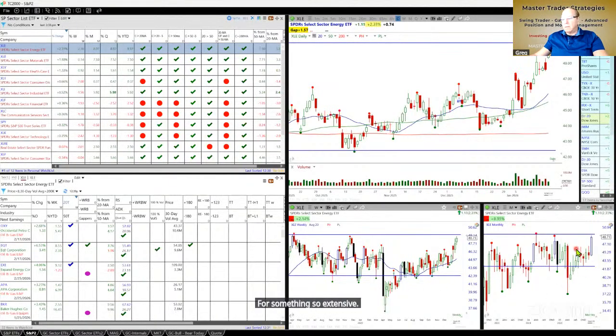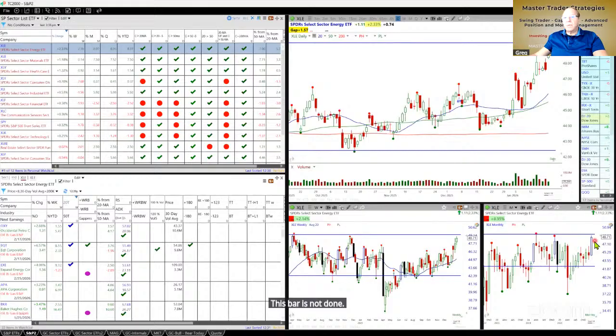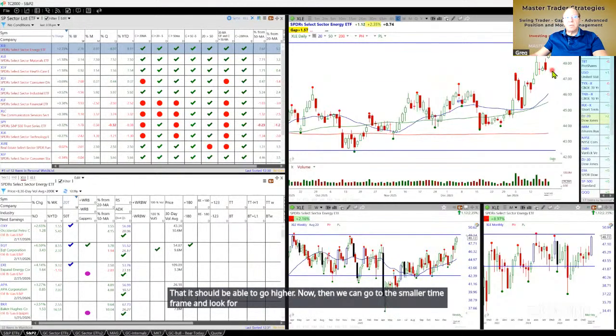But look at the monthly chart. Today's only the 21st. This bar is not done. We still got about 2 weeks to go. So we got to keep that concept in mind that this bar is not done. But if it closes like this and we've got a monthly wide range bar, that supports a bias that it should be able to go higher. Now, then we can go to the smaller time frame and look for entry patterns on a smaller time frame.